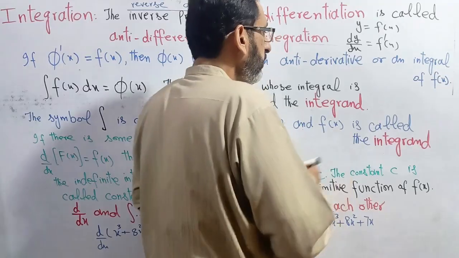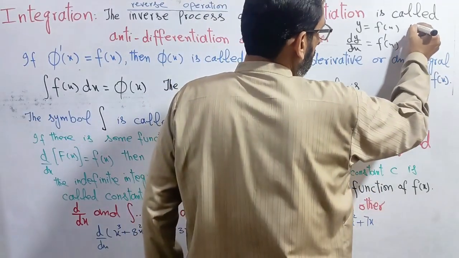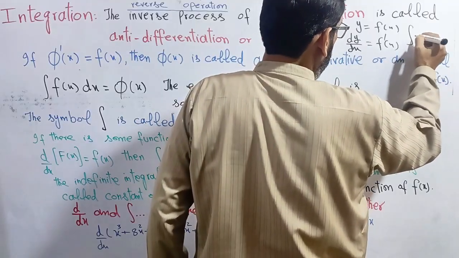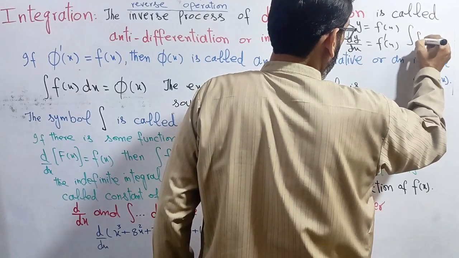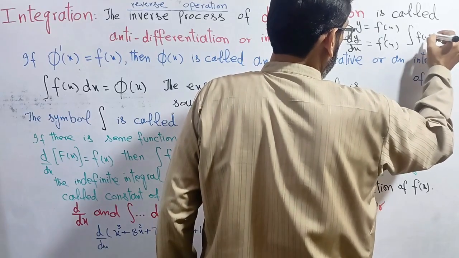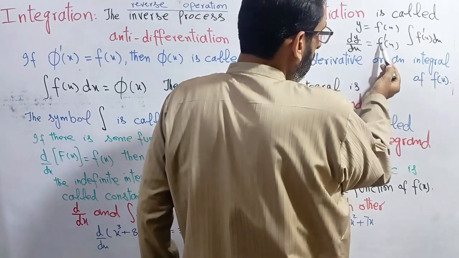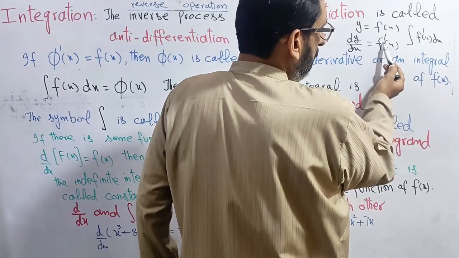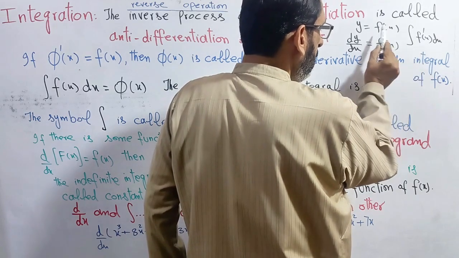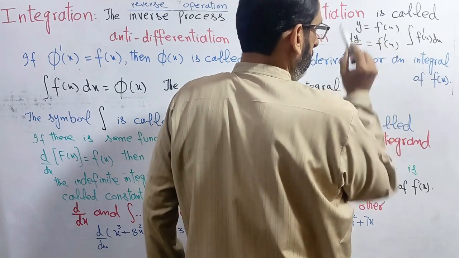And we use the symbol, elongated S, for integration. We write integral of f of x dx. When we take the integral of this f prime of x, we will get this primitive function.